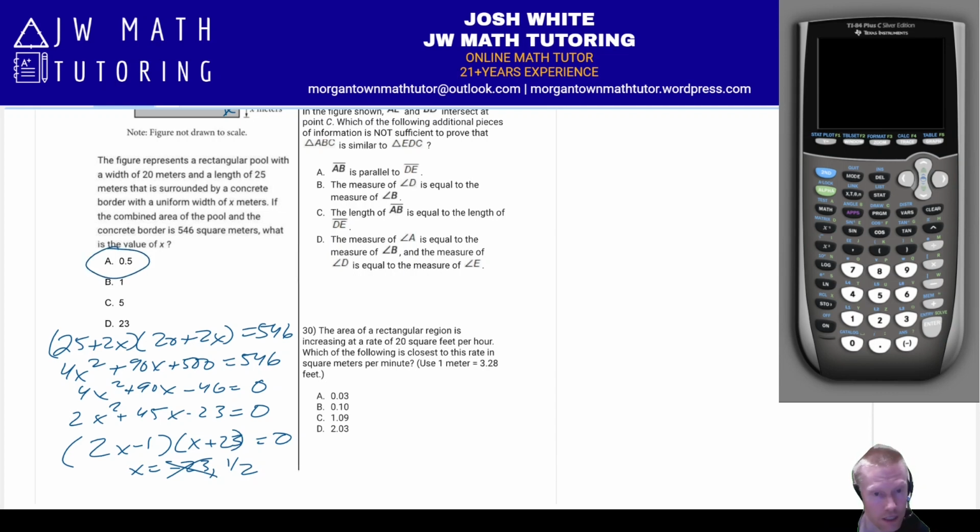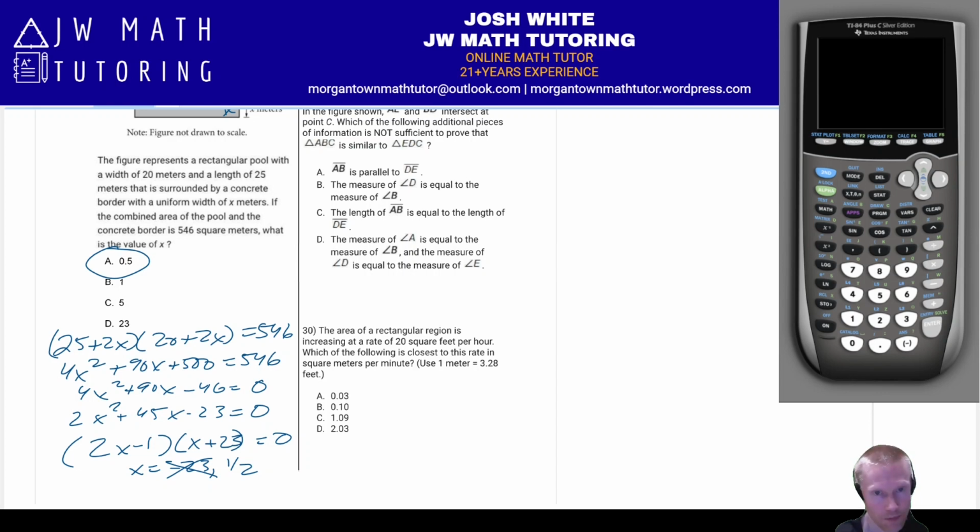Now, even though I did this fairly quickly, this is still a significant amount of work here. You got to FOIL it out, then you got to get everything equal to 0, then you got to be able to factor it or use the quadratic formula. It's not something that can be done in that short of a period of time.